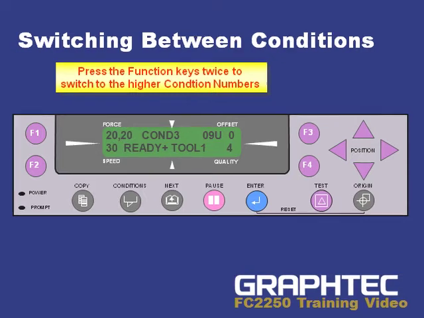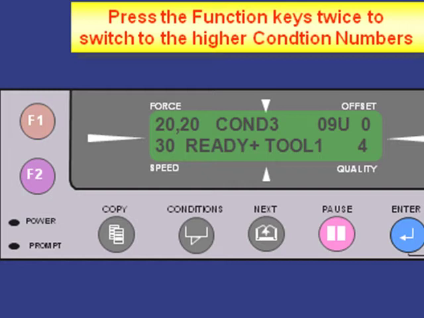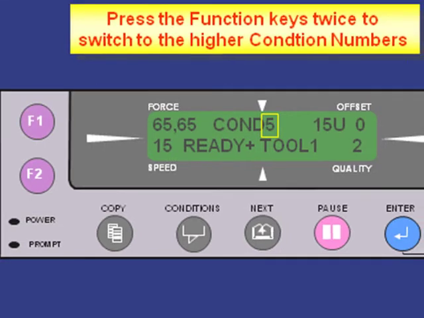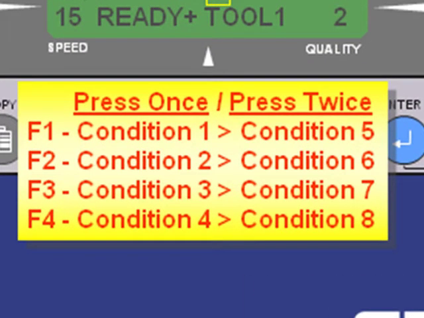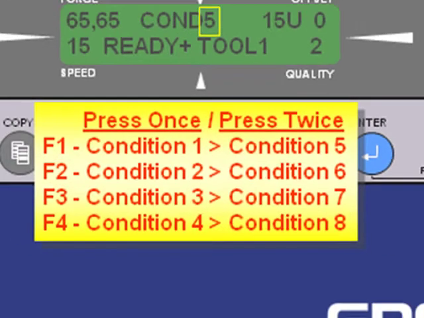Let's see how this works. If I press F1 the first time, notice it'll change to condition 1. But if I press F1 a second time, it'll go ahead and change it to condition 5. And that's the way all the function keys are. If you notice this list, it'll show you what conditions each function key will toggle between.